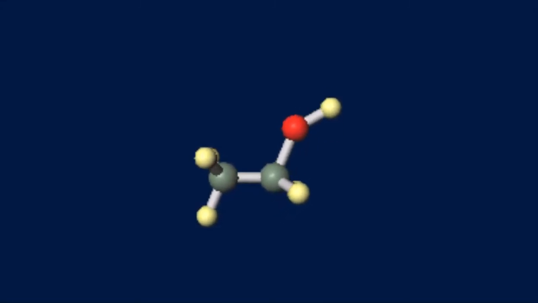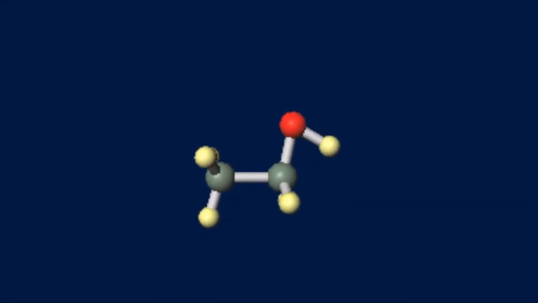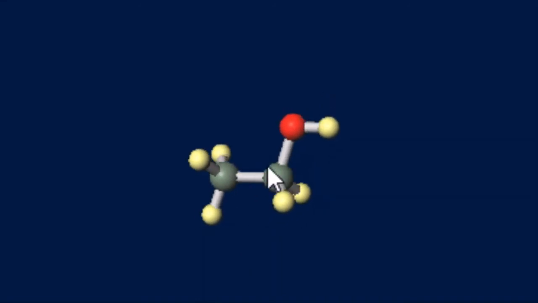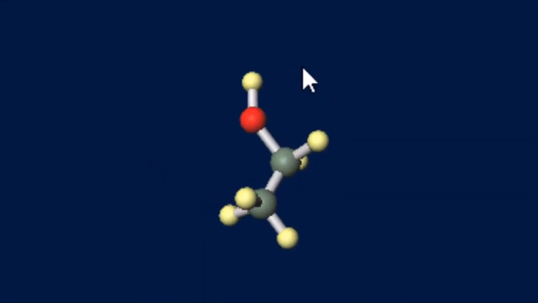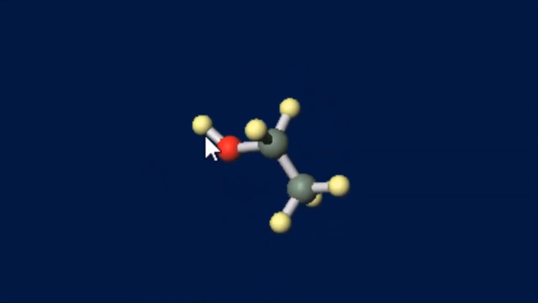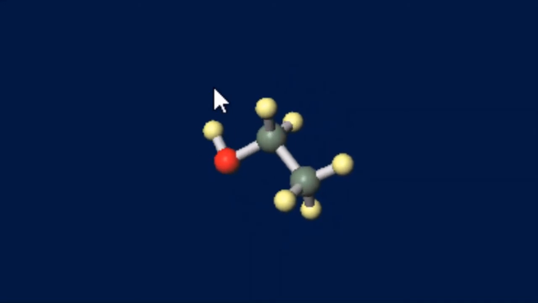What kind of vibration is this? You can say this is called rocking. This kind of vibration is called rocking. Let us rotate in a different direction. You can see here this is rocking. OH and CH together rock. Right? We shall move further.